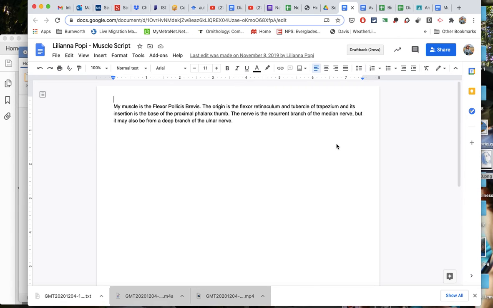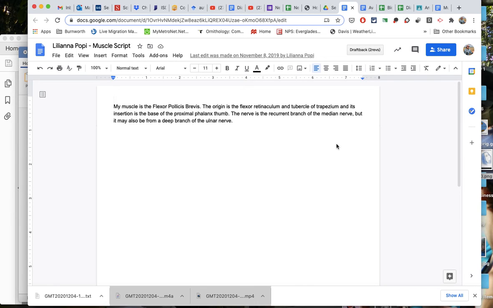So here we go. My muscle is the flexor pollicis brevis. The origin is the flexor retinaculum and the tubercle of the trapezium, and its insertion is the base of the proximal phalanx of the thumb. The nerve is the recurrent branch of the median nerve, but it may also be from a deep branch of the ulnar nerve.